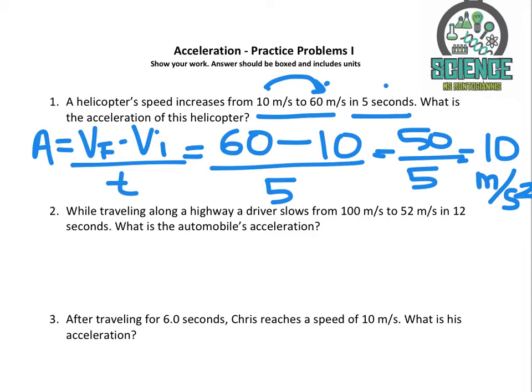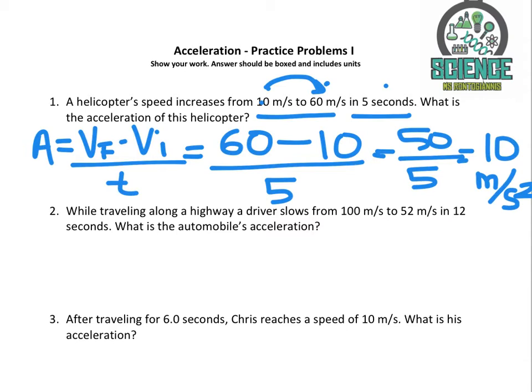What this essentially means is that every second its speed increased by 10. It started at 10, after a second it reached 20, after another second it reached 30, 40, 50, 60. So after 5 seconds it reached a speed of 60 meters per second. That's what it's essentially saying.